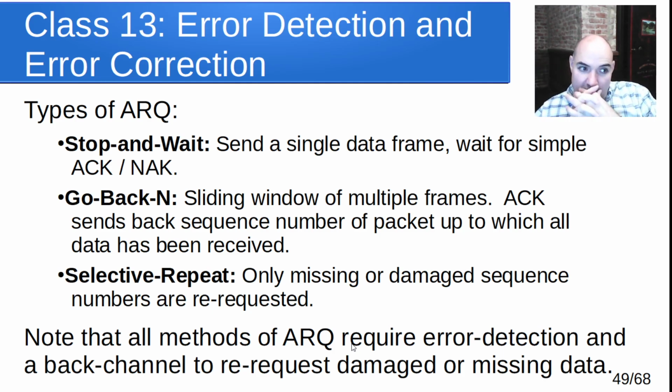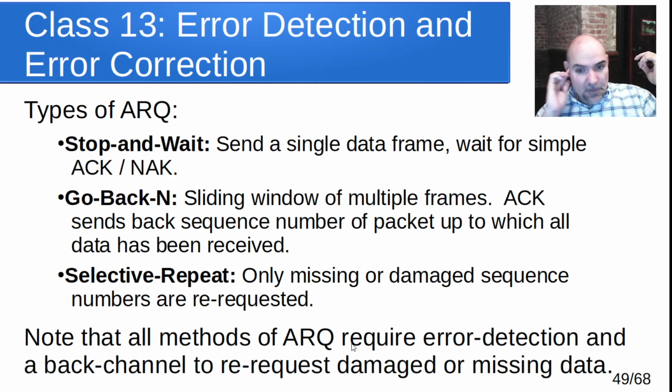There's also what's called selective repeat, where the NAK only requests missing or damaged sequence numbers and then re-requests them as necessary. So in other words, you might send 10 frames, and if only frame 6 was damaged, then you say NAK 6, and they resend 6.